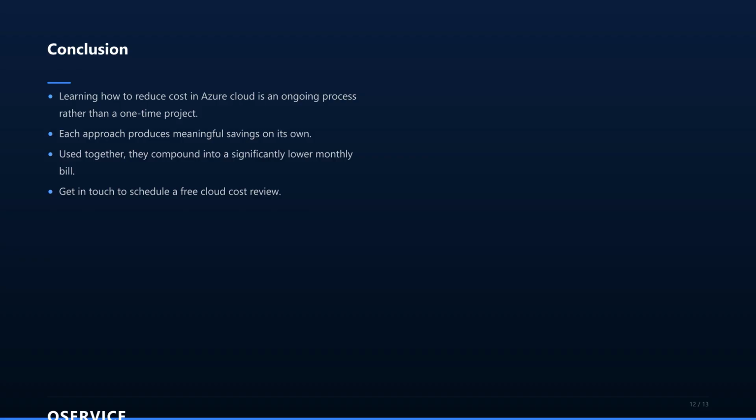Conclusion. Learning how to reduce cost in Azure Cloud is an ongoing process rather than a one-time project. The 40% savings target is realistic, but it requires combining several strategies: reserved instances for predictable workloads, autoscaling for variable traffic, workload benchmarking to right-size resources, and consistent use of Azure's native cost management tools. Each approach produces meaningful savings on its own. Used together, they compound into a significantly lower monthly bill.